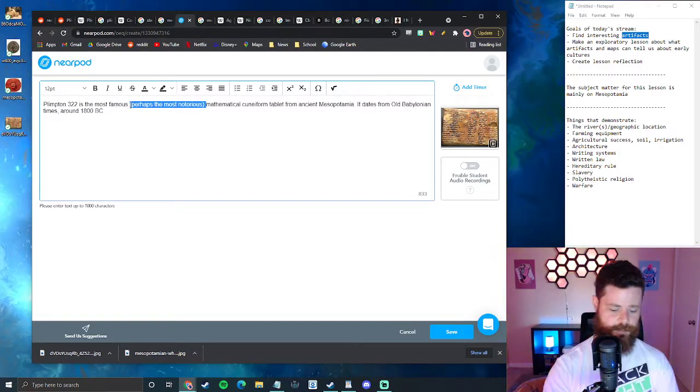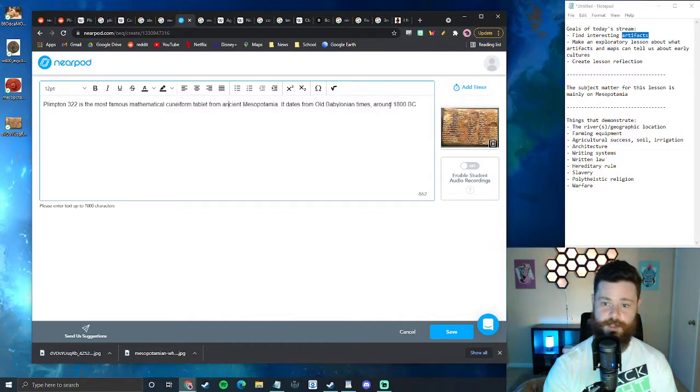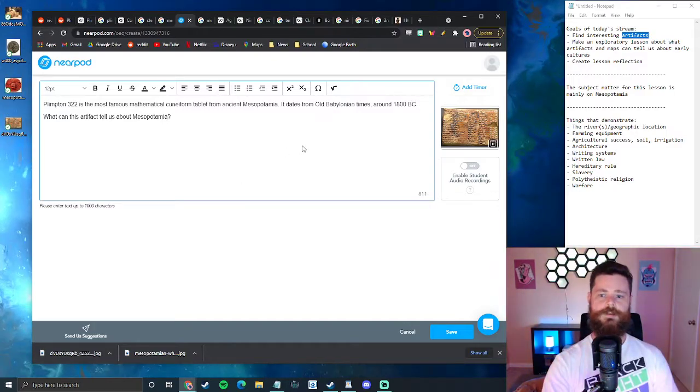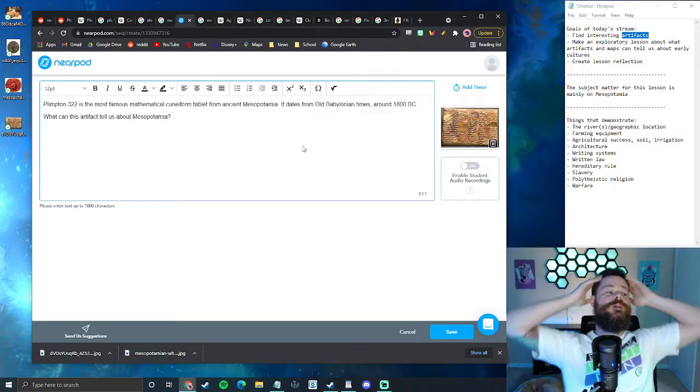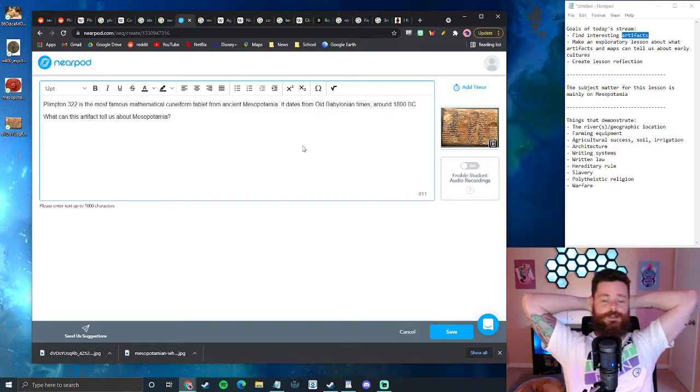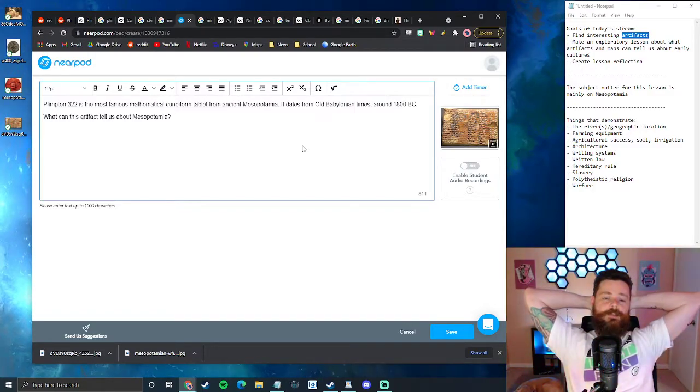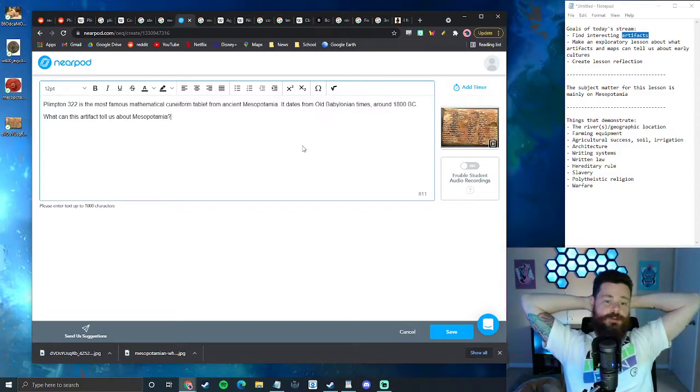This famous mathematical cuneiform tablet from ancient Mesopotamia. Okay, what can this artifact tell us about Mesopotamia? So students would probably say something like, this artifact will tell us that they had a concept of how math works. We can hopefully build up from that. They had a concept of recording numbers.